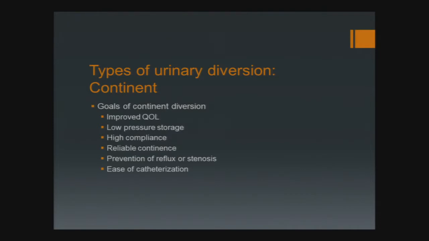You'd need a high compliance, ties in with the low pressure storage, obviously. You'd want reliable continence. Obviously, it's important if you're choosing a continent diversion to get adequate continence. And then you'd want to prevent reflux or stenosis. Again, that's a little controversial, but I kept that in there. And then ease of catheterization for patients if they need it.